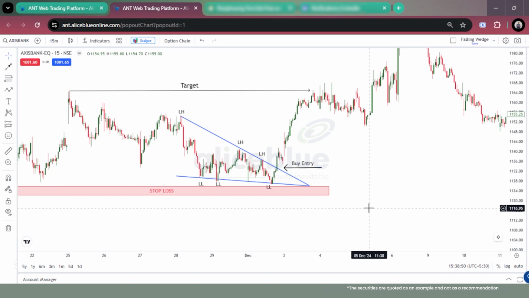Before understanding this chart pattern, we need to better understand the theory behind it, the Dow theory.